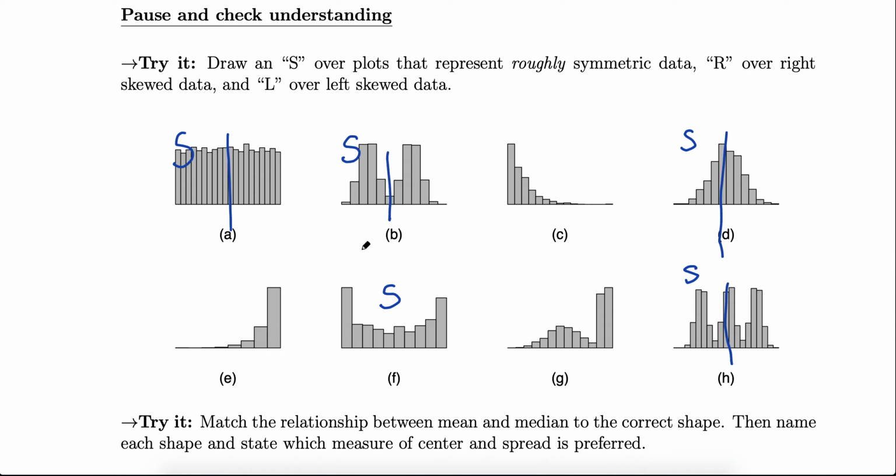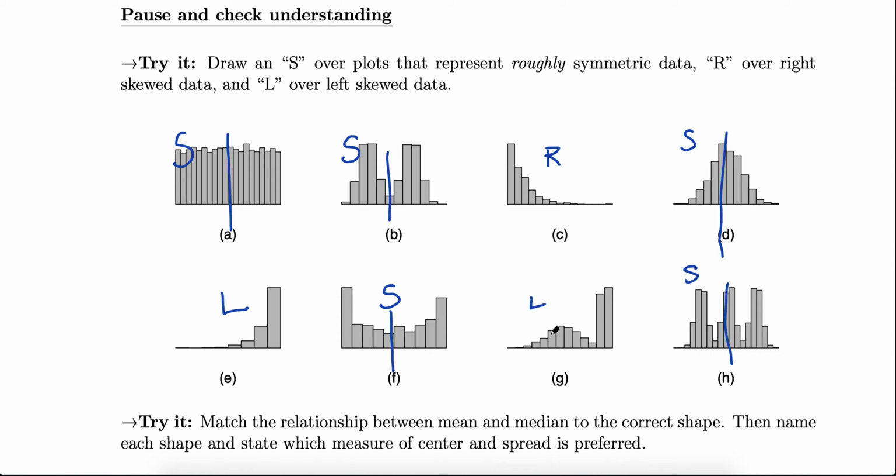fairly well. The remaining plots, we need to draw R for right skewed or L for left skewed. So remember, the direction of the skew is indicated by where it's trailing off to or being pulled toward. So this is being pulled toward the right, so this is right skewed. This guy, part E, is being pulled toward the left, so that's left skewed. And I would say G is also kind of left skewed a little bit.